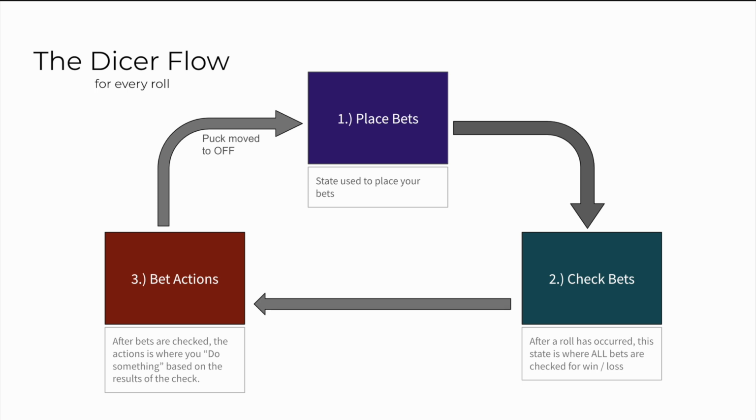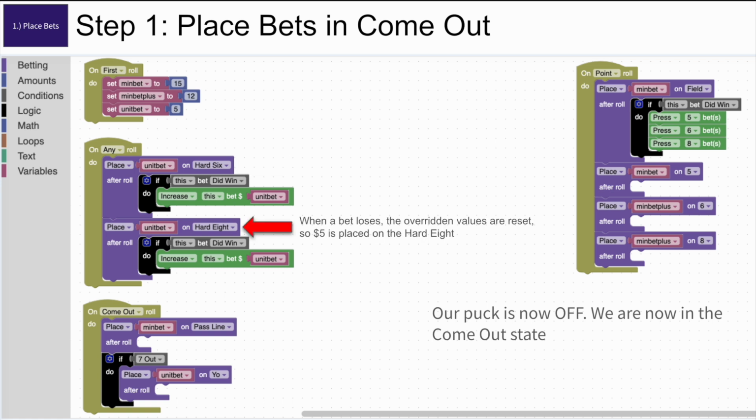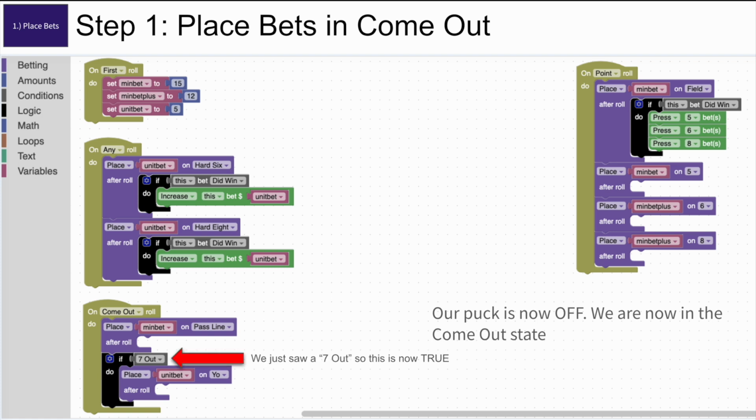It is important to note that when any bet loses, the stored value and state of that bet is reset to the original state as if nothing ever happened. With this information, we can now walk through the place bet step again and rebet any bets that were lost in the previous round. To start, we will place both our hard ways bets for $5. Again, the hard 8 was reset, so its value goes back down to $5. We will also place $15 on the pass line bet. As for the if condition within the come out event, since our last state was a 7-out, this will resolve to true, and we'll now place a yo bet for $5.